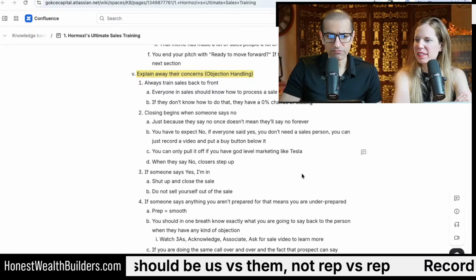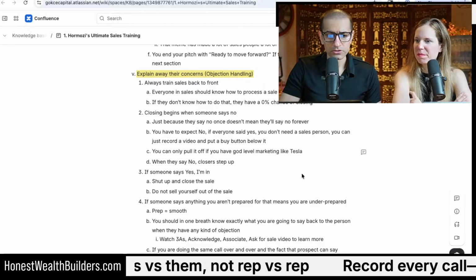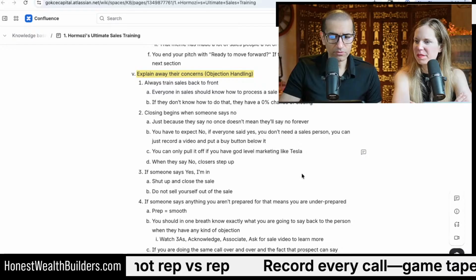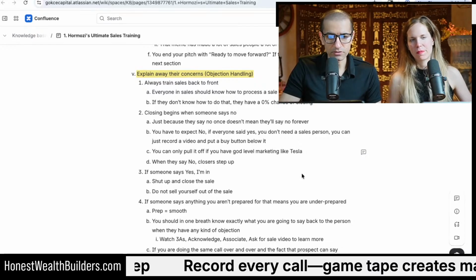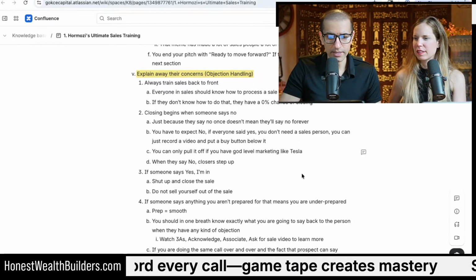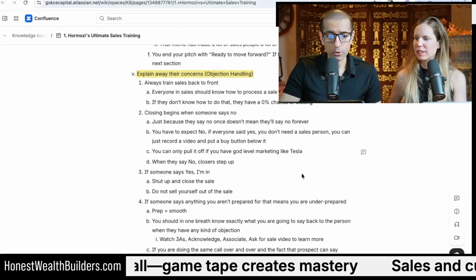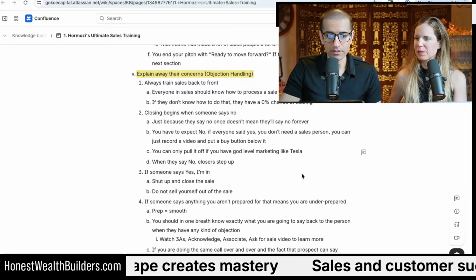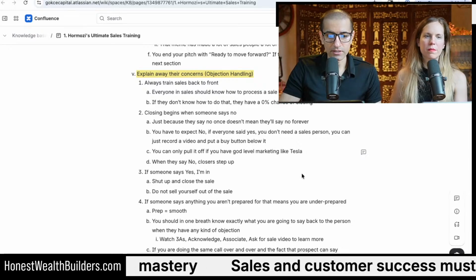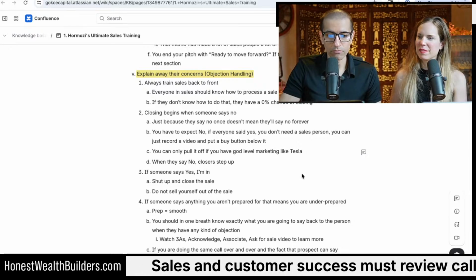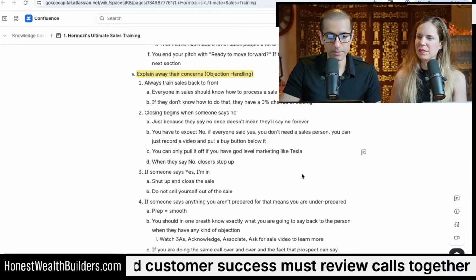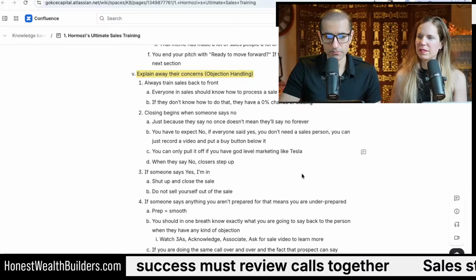Closing begins when someone says no. So you have to expect no. If everyone said yes, we wouldn't need a salesperson. Everyone would just check out online. You can only pull that off if you have God-level marketing like Tesla. When people say no, the closers step up. The sales closer steps up.